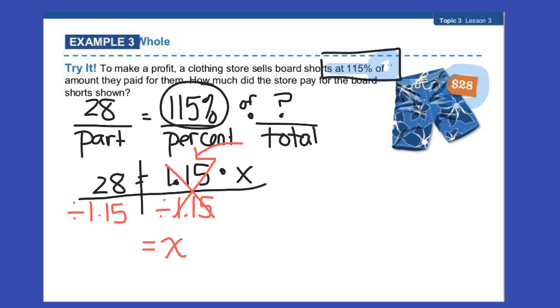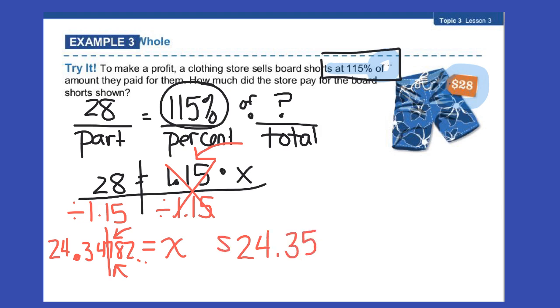And then if you take 28 divided by 1.15, you're going to get a crazy number. Oh my gosh. Do I even have room for this craziness? I'm going to run out of room. Okay. In our number system, we can only have two numbers past the decimal. So I'm going to look at the 7, and I'm going to ask myself, is it small enough to throw away, or is it big enough to round up? And I think it's big enough to round up to $24.35 for our final answer.